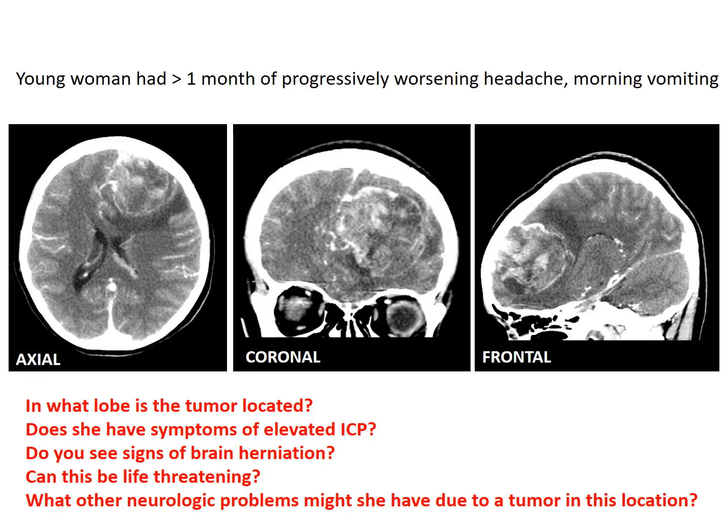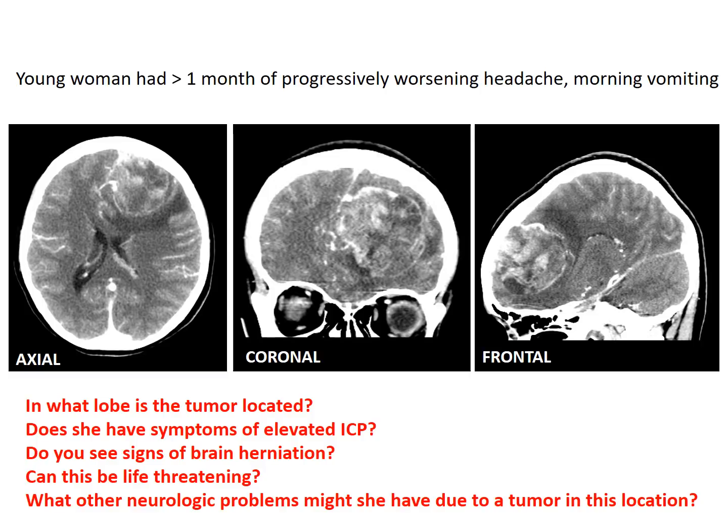Does she have signs of elevated intracranial pressure? Yes, particularly that worsening headache, morning vomiting. This photo definitely shows you some lateral to medial herniation on the axial photo and some downward herniation on the coronal photo. Obviously, this is life-threatening.